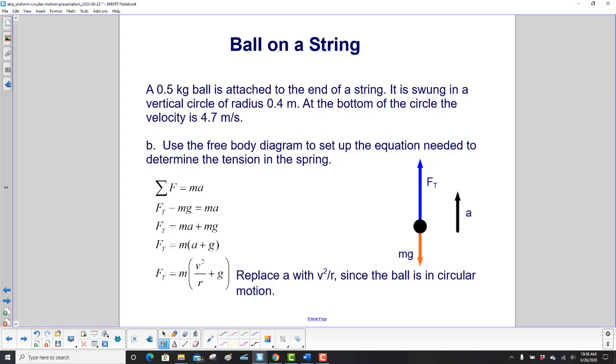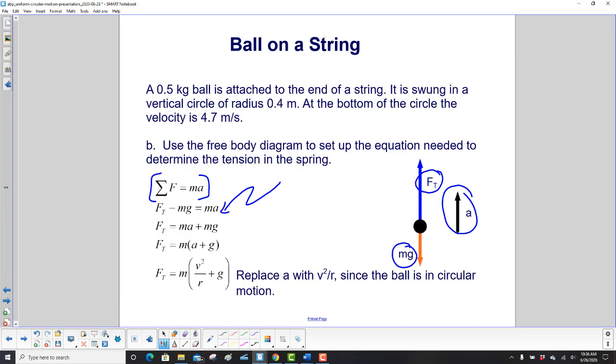We apply Newton's second law, which is the sum of the forces is going to be ma. This time, what signs do we put on everybody? Tension is pointing up, so that's positive. mg, gravity is down, that's negative. And this time our acceleration is up, so it's positive. So there you go.